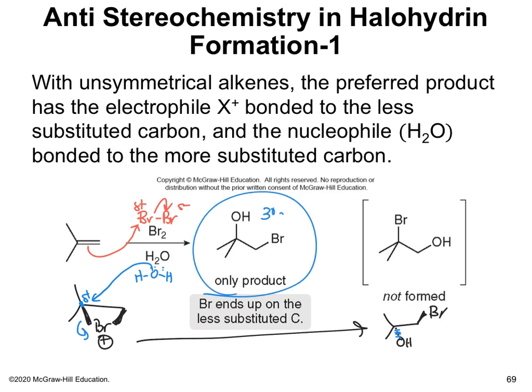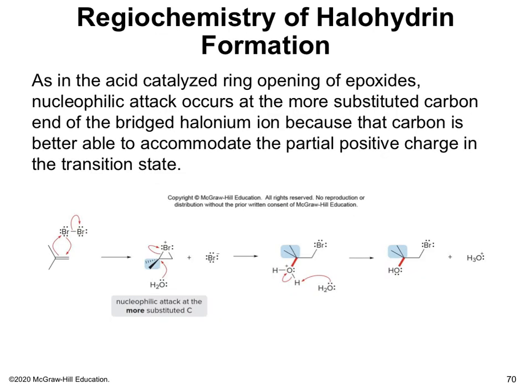This is a tertiary alcohol. See that carbon bonded to the OH, it's bonded to 3 carbons. That's a tertiary alcohol. So we drew the same thing. This is a primary alcohol, not formed. This is the mechanism that we just drew. And you can see that the OH is going to attack the more substituted carbon.